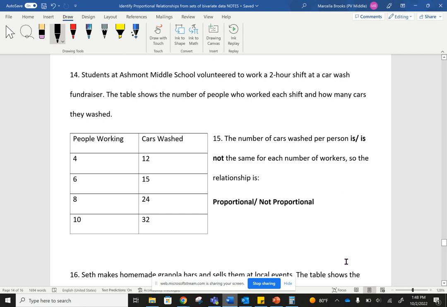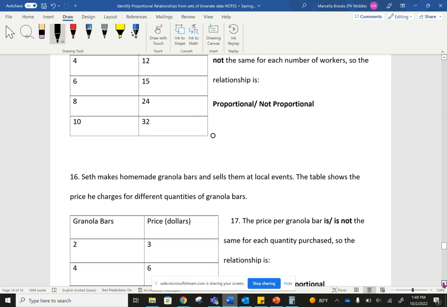14. Students at Ash Mountain Middle School volunteered to work a 2-hour shift at a car wash fundraiser. The table shows the number of people who worked each shift and how many cars they washed. Always mark your x and your y. Number 15. The number of cars washed per person is or is not the same for each number of workers, so the relationship is proportional or not proportional. Just a hint, you're going to have to do y over x for each of these. So 12 over 4, 15 over 6. Trying not to give you the answer, but there you go.